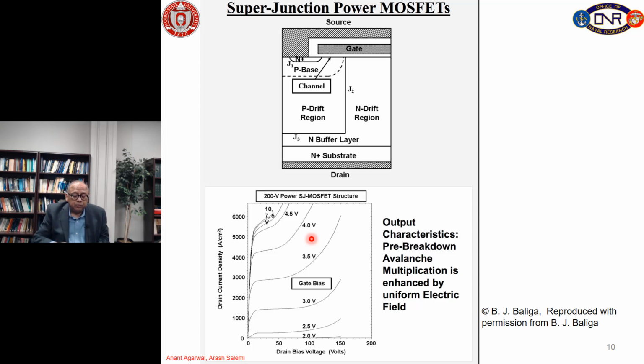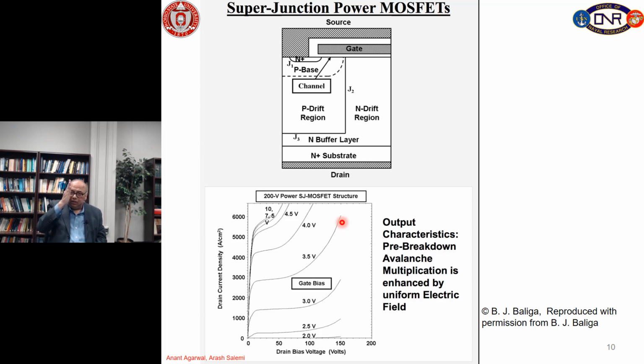Here is the same superjunction MOSFET, 200 volt, that we discussed, and you can see the simulated IV characteristics, and you can see that these devices have a lot of carrier multiplication going on before the device actually breaks down. So, this is pre-breakdown avalanche multiplication, and this is caused by the uniform electric field in the Y direction.